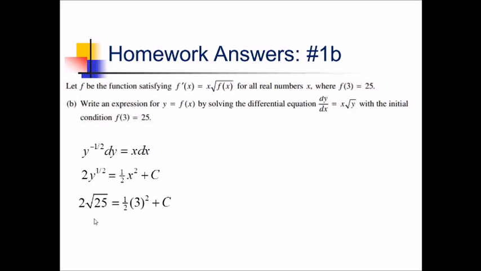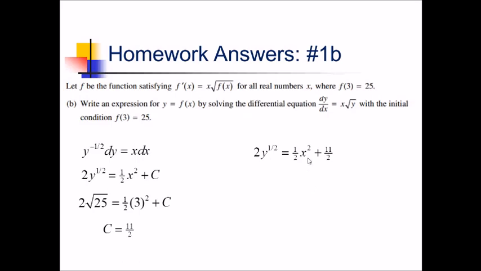Well, over here on the left, this is 2 times 5, so 10. On the right, I've got 9/2 plus c. If I subtract 9/2 from 10, which is really 20/2, that leaves me with 11/2, so c equals 11/2. Now I'm going to go ahead and plug that back in. So I've got 2y to the 1/2 equals 1/2 x squared plus 11/2. And at this point, I just have to isolate y.